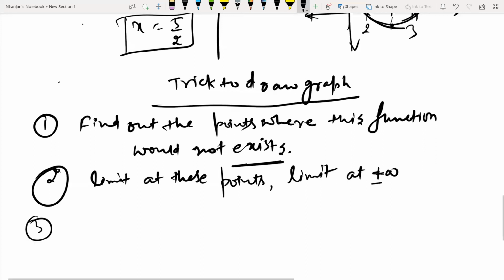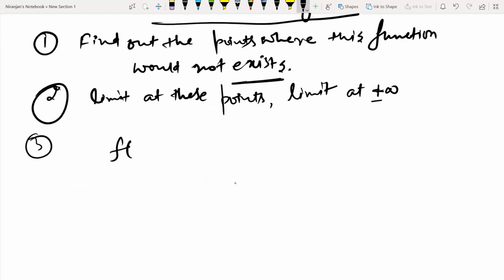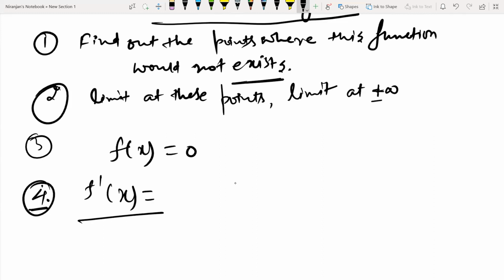And third thing you do, find out the value where the function is going to be 0. Fourth thing, you should do only when you feel you're not getting the sense of this function. Then you should calculate the derivative. Usually I do not do that because I have practiced enough, but you guys haven't. So I would advise you to follow this step as well.